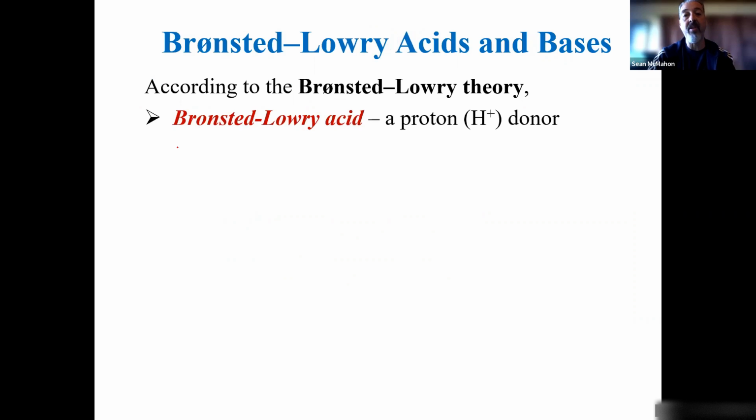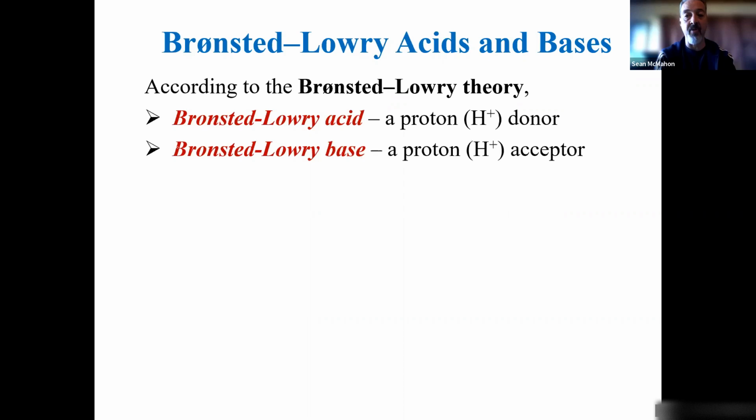And now what I want to do is look at a new definition. So far, the Arrhenius acid gives me protons. The Arrhenius base gives me hydroxides. We did that with our neutralization reactions in the past. But there is another definition, and it's called the Bronsted-Lowry definition. The Bronsted-Lowry acid is a proton donor, and the base is an acceptor.